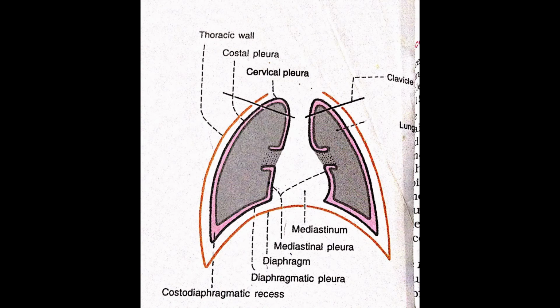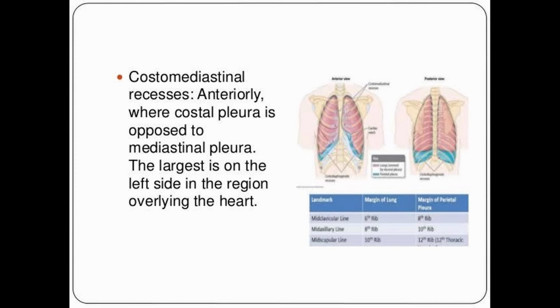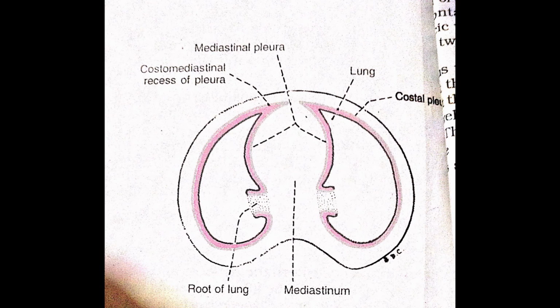The costo-mediastinal recess lies anteriorly, where the costal pleura is opposed to the mediastinal pleura, and the largest is on the left side in the region overlying the heart. As you can see on the diagram, there is a costo-mediastinal recess that lies anteriorly, and it is larger on the left side. So this is the costo-mediastinal recess.